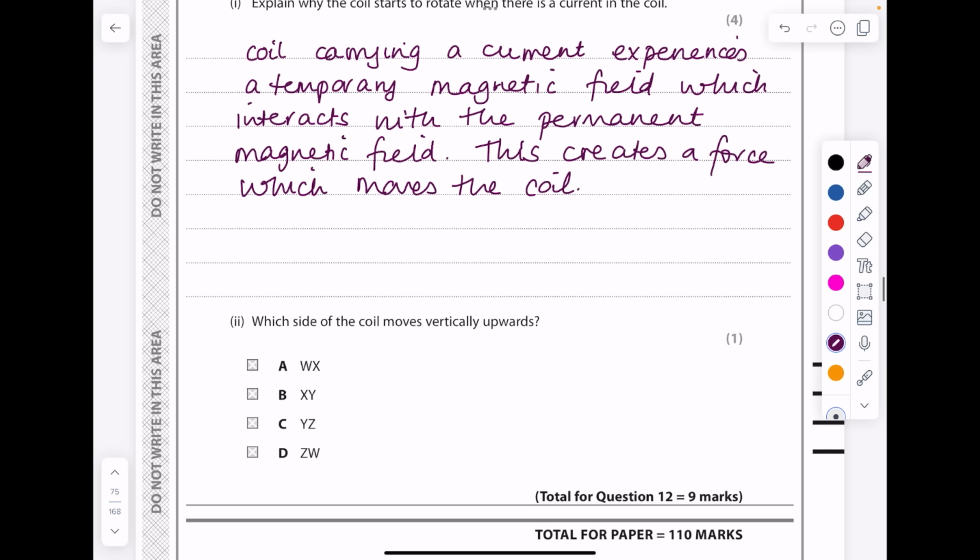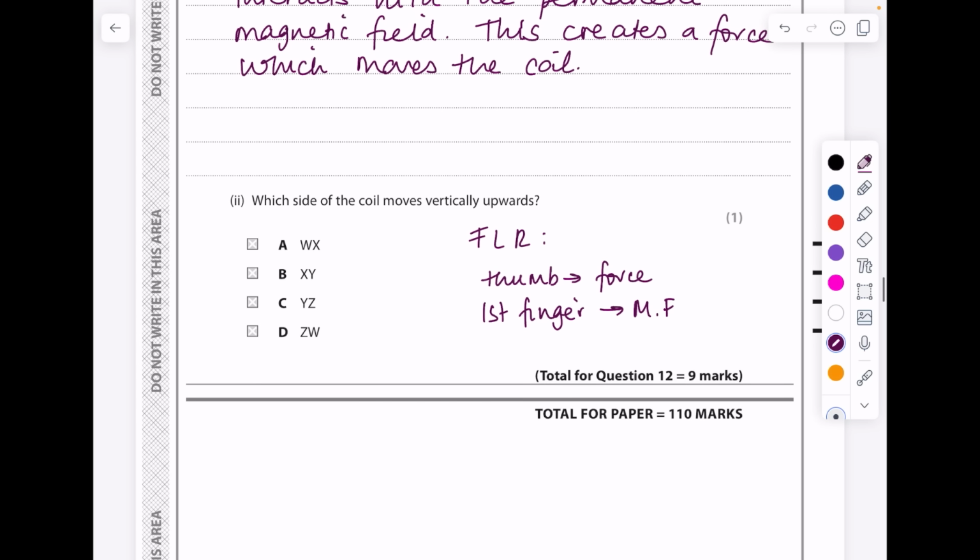Which side of the coil moves vertically upwards? So we need to use Fleming's left-hand rule. Remember, your thumb represents the force. Your first finger is the magnetic field direction, which is always north to south. And your second finger should represent the direction of the current.